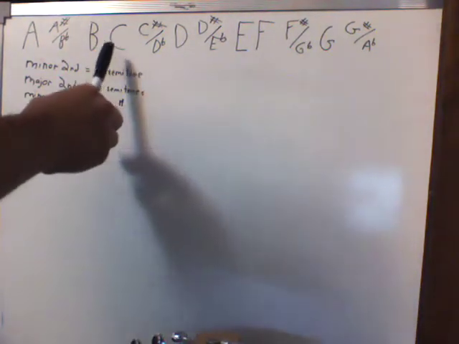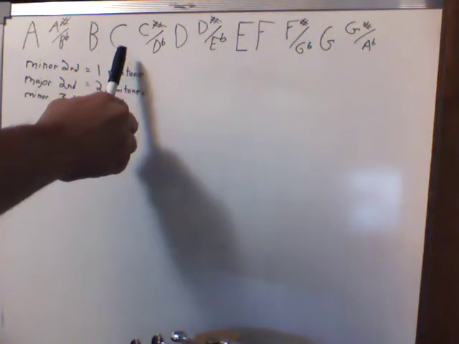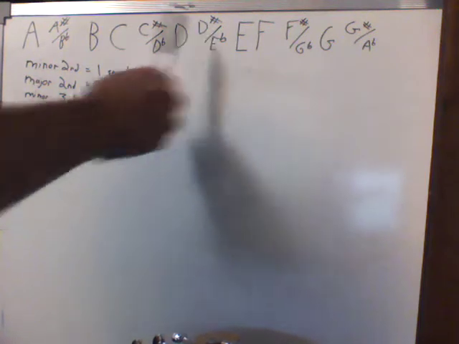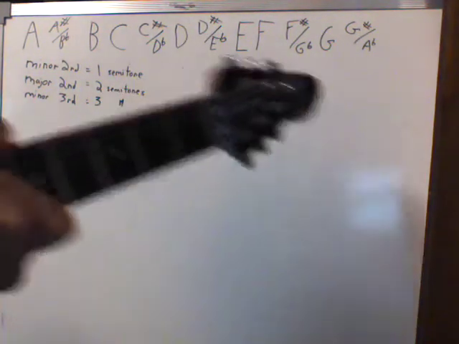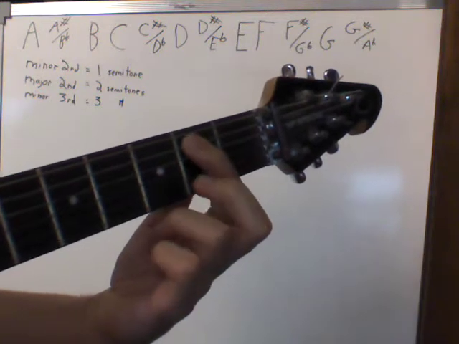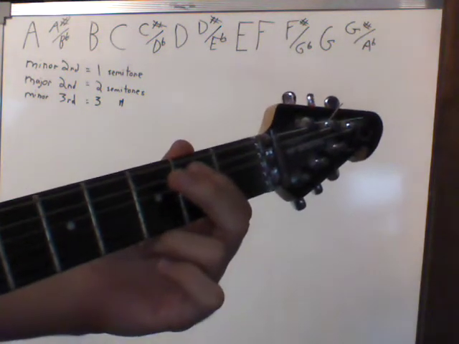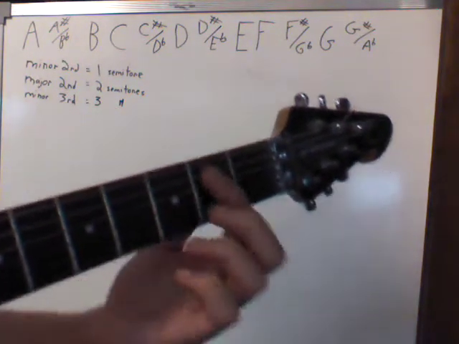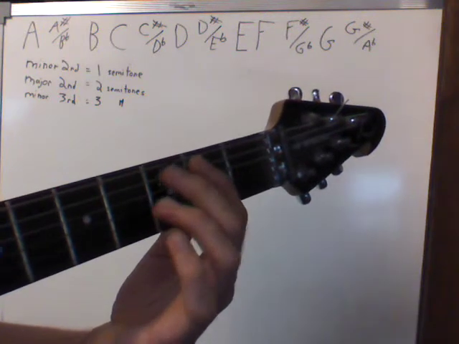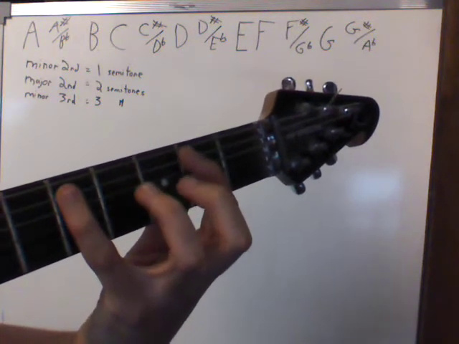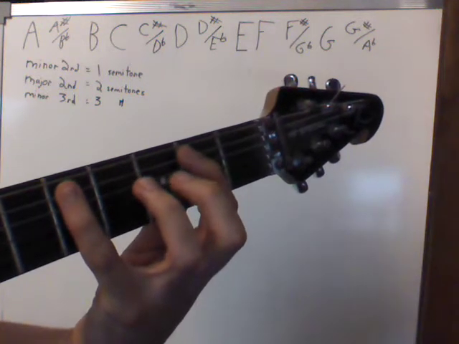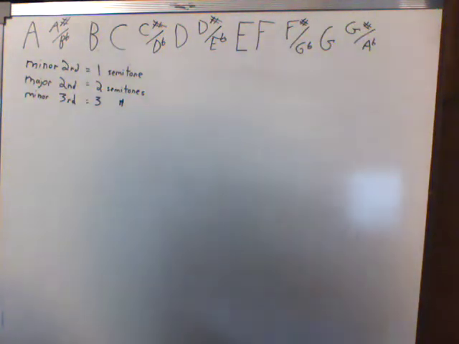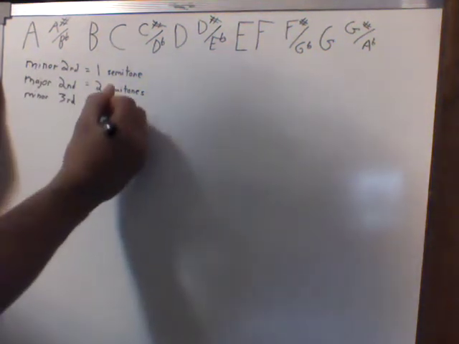So if I said go up a minor third from C, that would be what? 3 semitones. 1, 2, 3. A D sharp. If I were to say go up a minor third on your guitar from the 2nd fret of the A string, you would go up 3 semitones, or 3 half steps, 1, 2, 3. The distance in between these two notes is a minor third. 3 semitones.